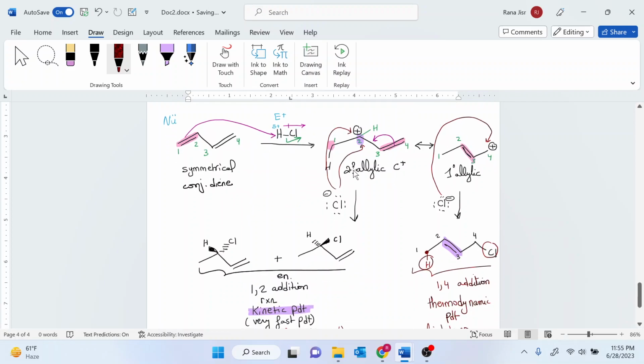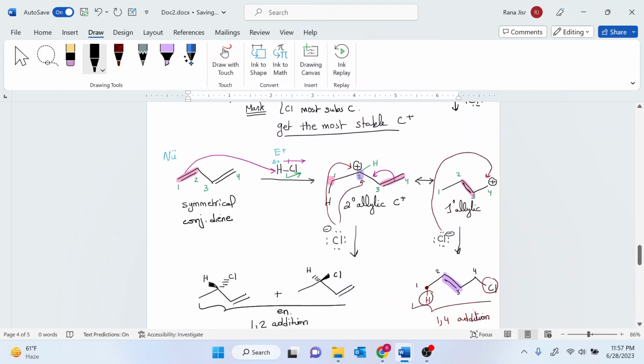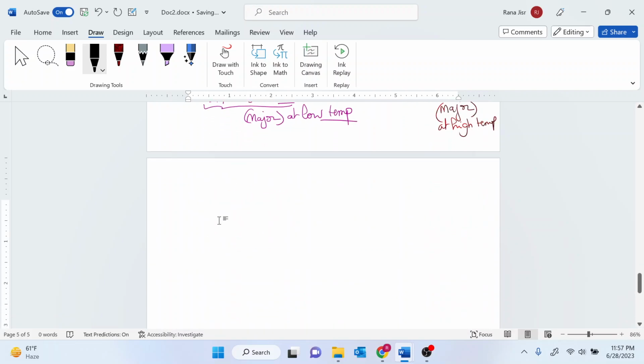this case, you don't have to mention the 1,2 addition. This is going to be the major. What I would do is list all the products and then circle the 1,4 addition, and that is going to be my major product. This is an example for a symmetrical conjugated diene. Let's go ahead and do an unsymmetrical conjugated diene example.